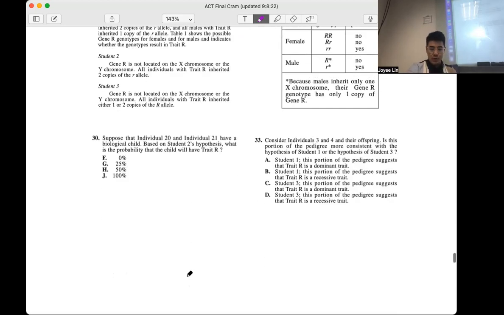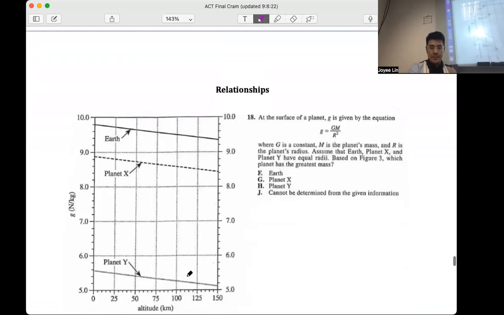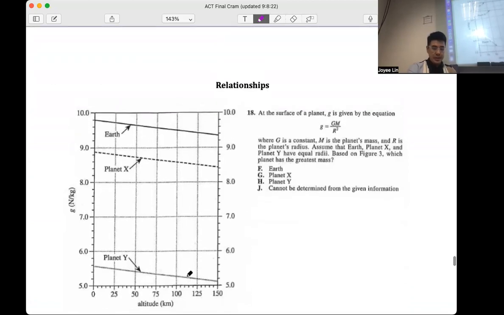Let's pick a few more to go over. Let's look at this picture on the next one. So they give you this equation, right? And they assume that Earth, planet X, and planet Y have equal radii. So this is the same, right? So then which planet will have the greatest mass?